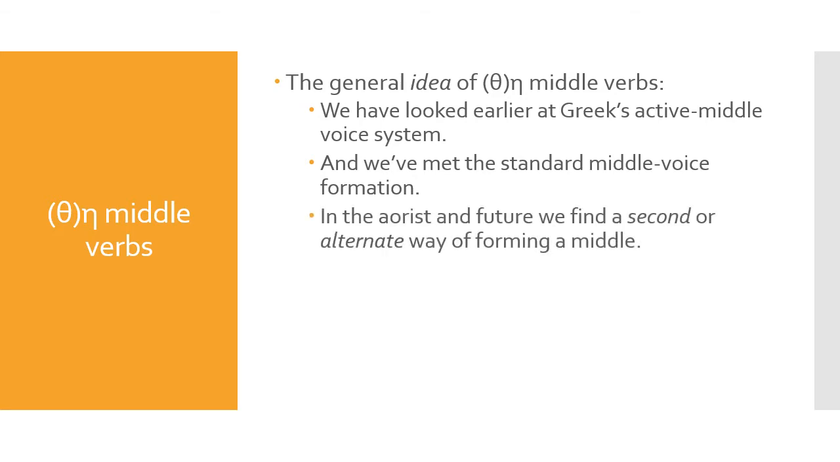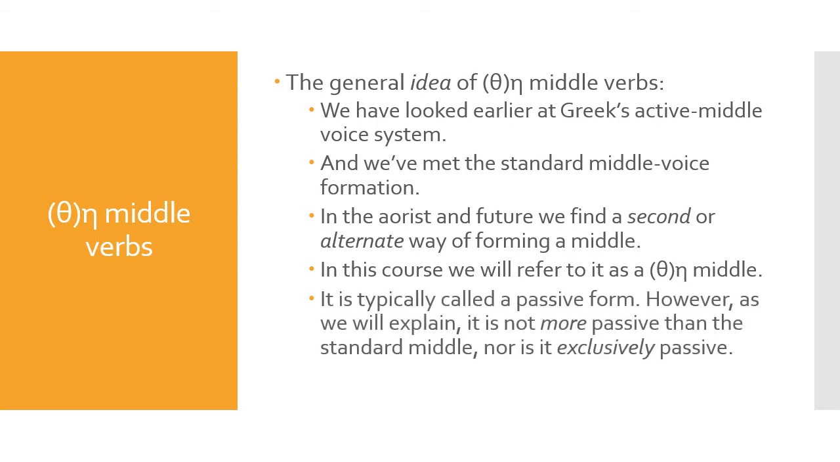In the aorist and the future tense forms, so ho aoristos chronos and ho melon chronos, we find a second or alternate way of forming a middle. In this course, we will refer to these forms as theta eta middles. Typically, and if you're using Athanadze in the textbook, they are called passive forms. However, as we will explain, it is not more passive than the standard middle, nor is it exclusively passive. So the theta eta middle, it's not more passive than the other middle, and it's not exclusively passive in meaning.